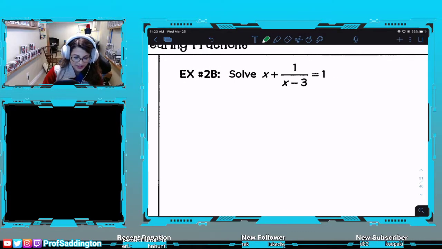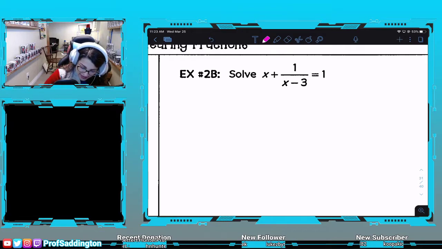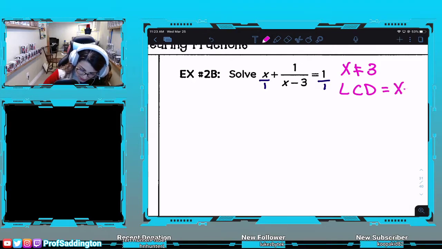All right, here we still have some variables in the denominator, so I'm going to state what my x cannot be equal to. If I had a positive 3, I would get a 0 in that denominator, so x cannot be equal to positive 3. So if we solve this and we get positive 3, we're going to reject it. In our LCD, if I put each of these little guys over 1, we can see that our LCD is going to be the quantity x minus 3. So everybody's going to get multiplied by x minus 3.